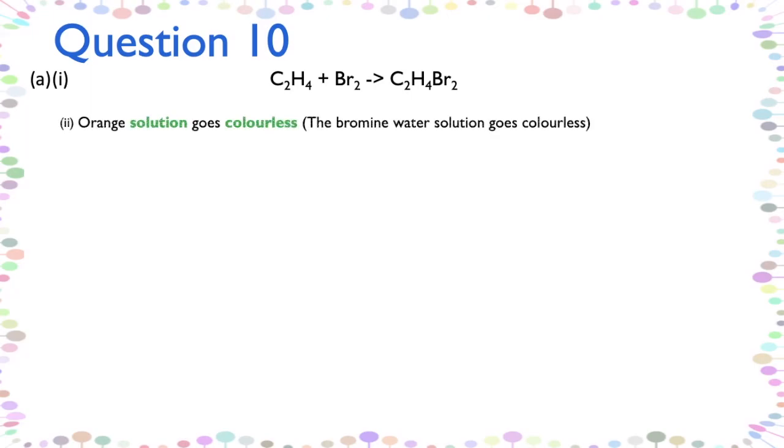For part A(i), we describe the observation made during this experiment. When you add bromine water, the orange solution goes colourless. An important point to know is that the bromine water solution goes colourless, not the alkene. So when you add the bromine water, that solution should go colourless.